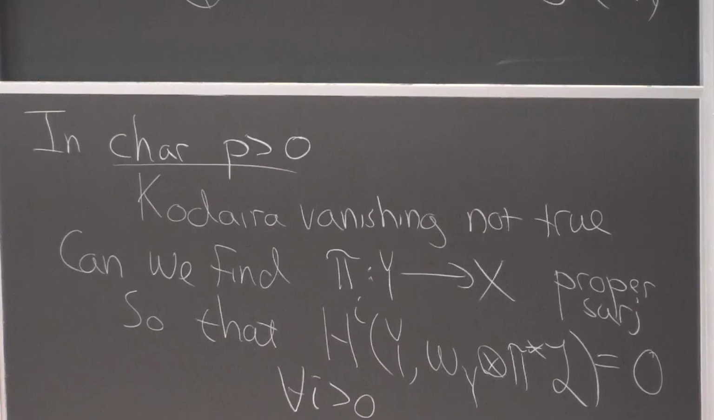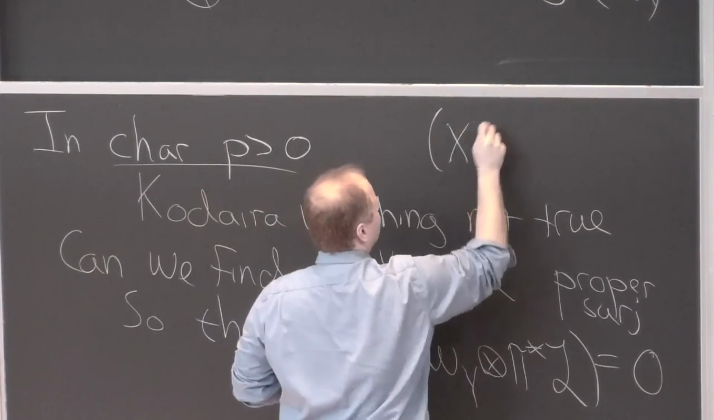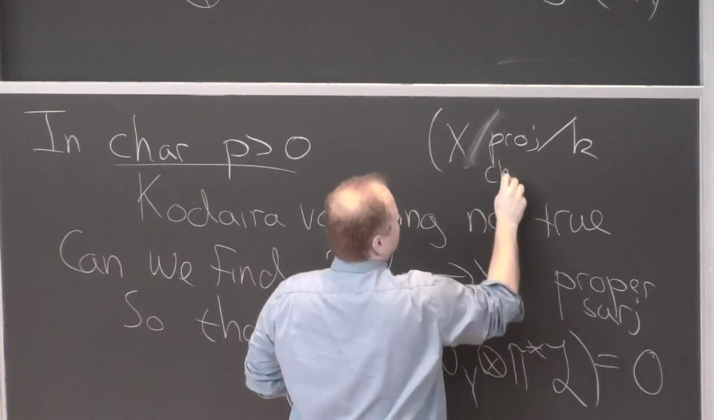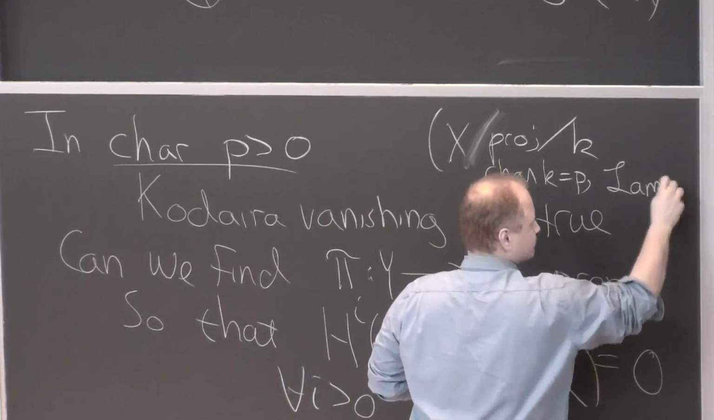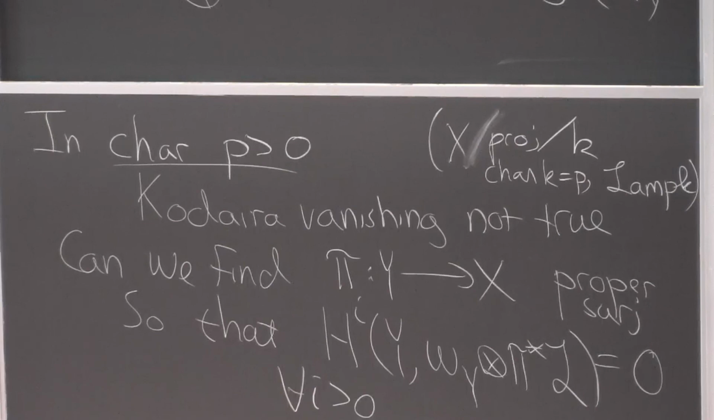So X is projective over K, the characteristic of K is P, and L is ample. Okay. Yes, Frobenius. I should have kept all my hypotheses around. Frobenius is the one thing we sort of have left, our one extra tool.